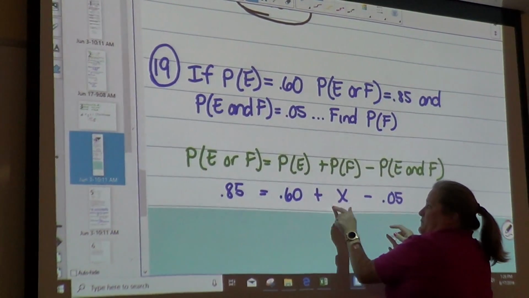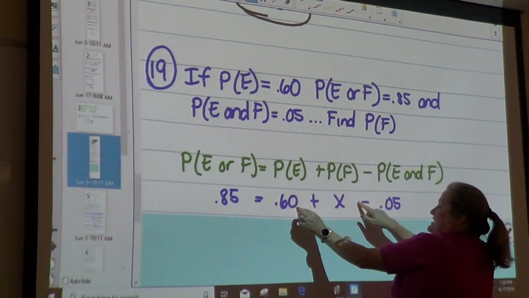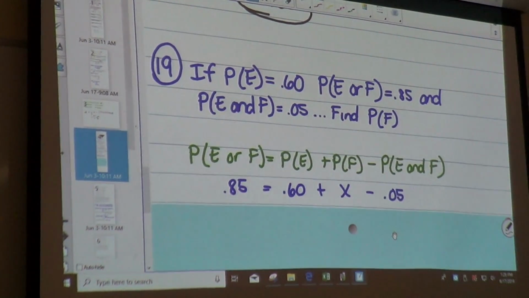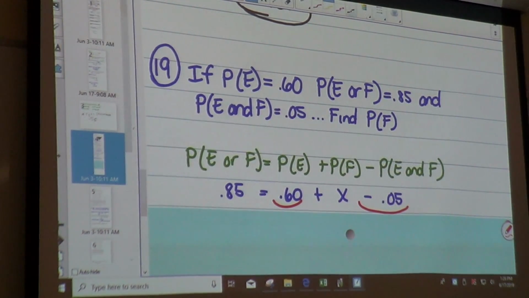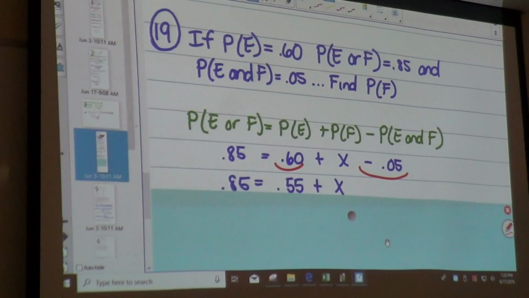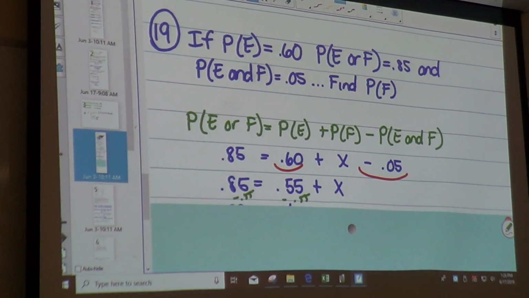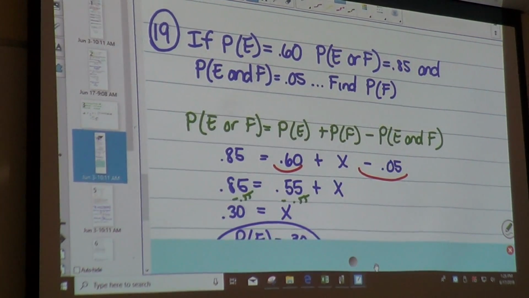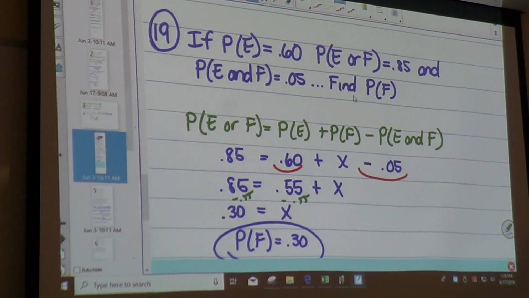Now, I have 3 pieces here. I'm going to put these 2 pieces together. So it's 0.6 minus 0.05. When I put those 2 pieces together in my calculator, that's going to give me 0.55. And then I'm going to subtract 0.55 from both sides. And I'm going to get 0.3. And then I've got to remember, what was I solving for? I was solving for the probability of F.